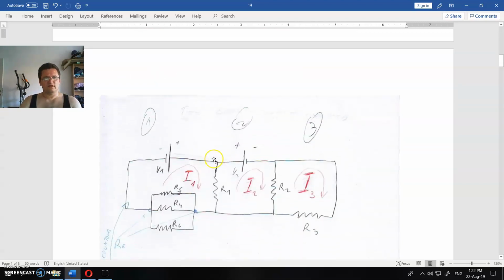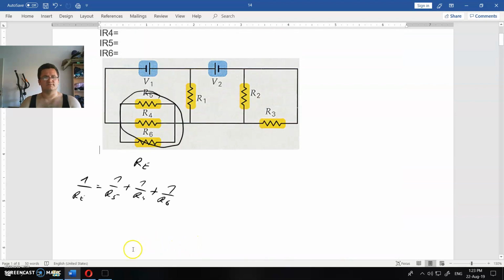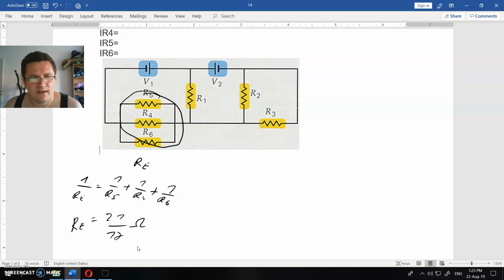I did some calculation about it, and we get 21 divided by 17 ohms. That equivalent resistance is 21 divided by 17 ohms, which is a little over 1. Now, how do we find the current in the branches?